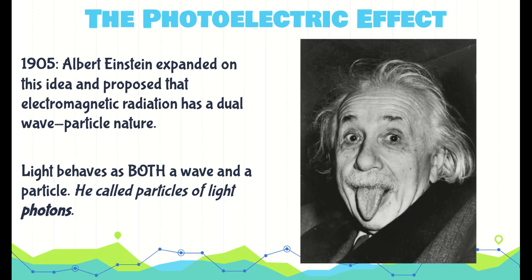Shortly after Max Planck came up with his constant and relationship, in 1905, Albert Einstein expanded on this idea and came up with the theory that electromagnetic radiation has a dual wave-particle nature. Hopefully you've heard that before. Light is going to behave both as a wave and a particle. And so he called particles of light photons.